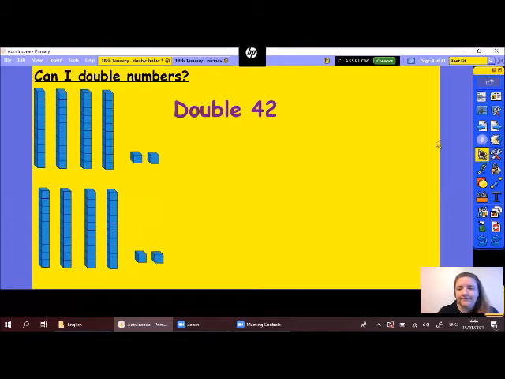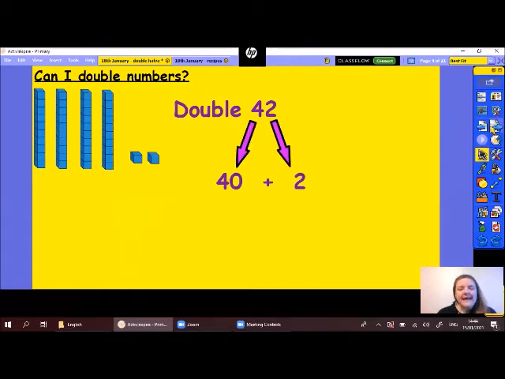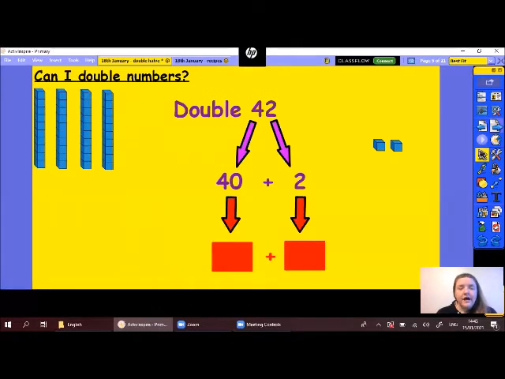Let's have a look. What I would do is I would partition my 42 into 2 pieces. That makes it a lot easier to deal with. So I'm going to take my 40 on one side and my 2 ones, and I'm going to separate them out. So I've now got 40 and 2. So I've still got 42, but in 2 separate pieces. I'm just going to double each piece. I'm going to start with 40 first.